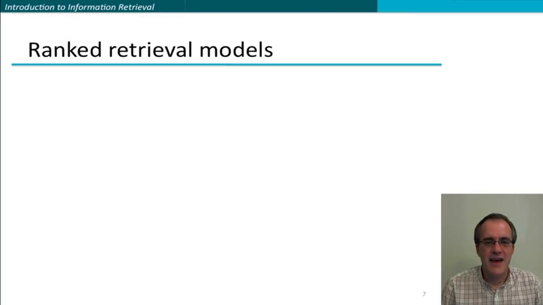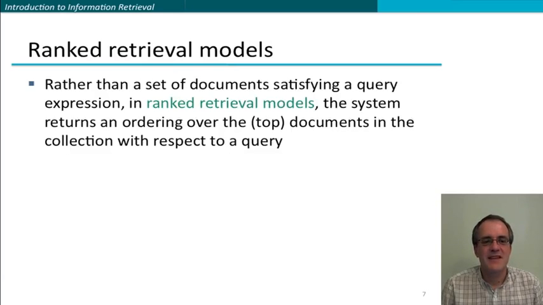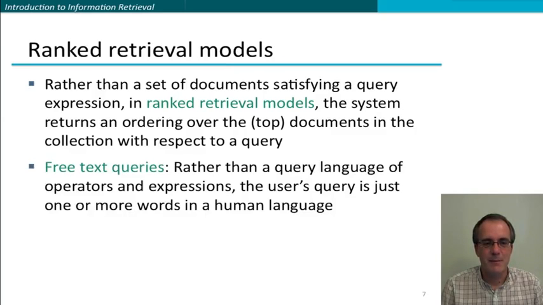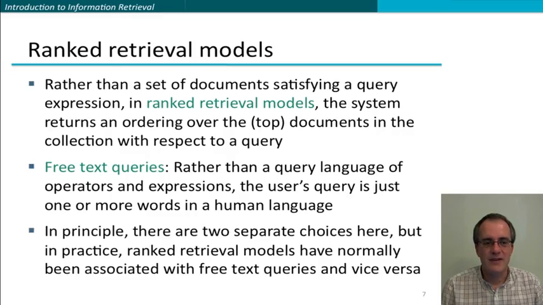So part of the solution to that has been the development of ranked retrieval models. The idea of these is that rather than a set of documents satisfying a query, in ranked retrieval models, the system returns an ordering over the top documents in the collection with respect to the query. Going along with that has been the adoption of free text queries. Rather than an explicit query language like the Boolean retrieval model with its ands, ors, and nots, instead the user's query is now just some words in a human language. In principle, these are two separate choices which could be manipulated separately, but in practice ranked retrieval models have normally been associated with free text queries, and the opposite for the Boolean retrieval model.